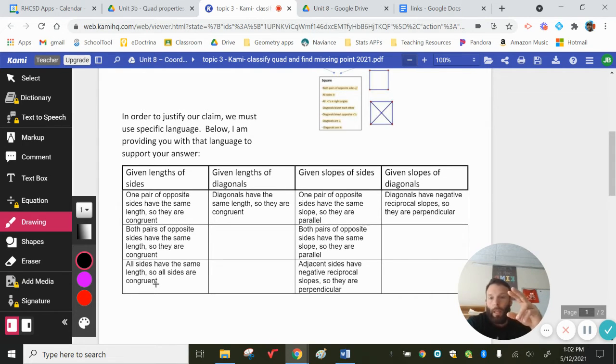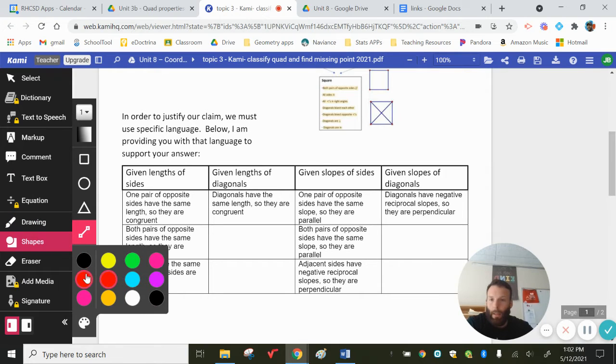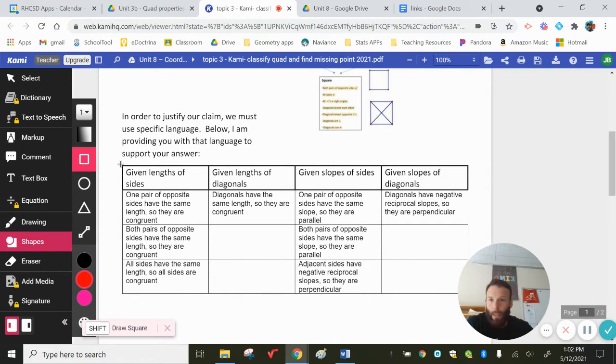So you see length, and I see the word congruent. When we want to prove segments are congruent, I need to show their lengths are the same. Same thing with diagonals. If I wanted to show the diagonals are congruent or are not congruent, I would also measure their length. On my table, if I separate things out, this side of the table is talking about lengths: given lengths of sides, given lengths of diagonals, and all of these say congruent, congruent, congruent. So when you see the word congruent, you should be thinking length in coordinate geometry.